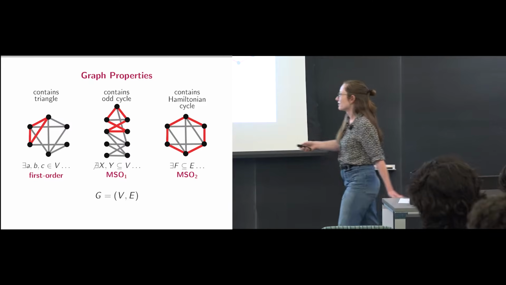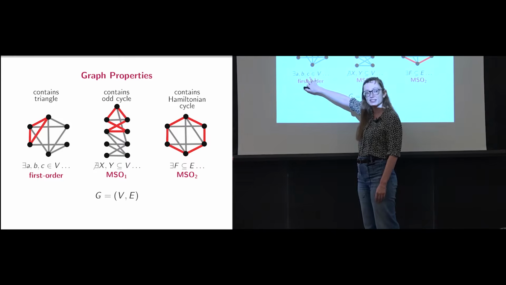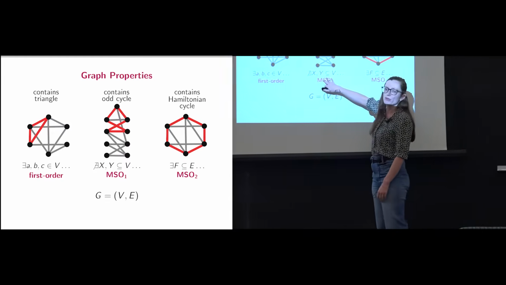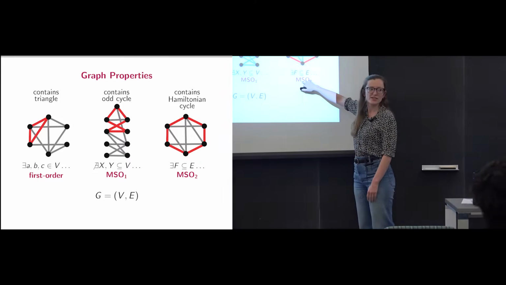Okay, so in the first kind, we're only allowed to talk about individual vertices. Here we're allowed to talk about sets of vertices, and here we're also allowed to talk about sets of edges.